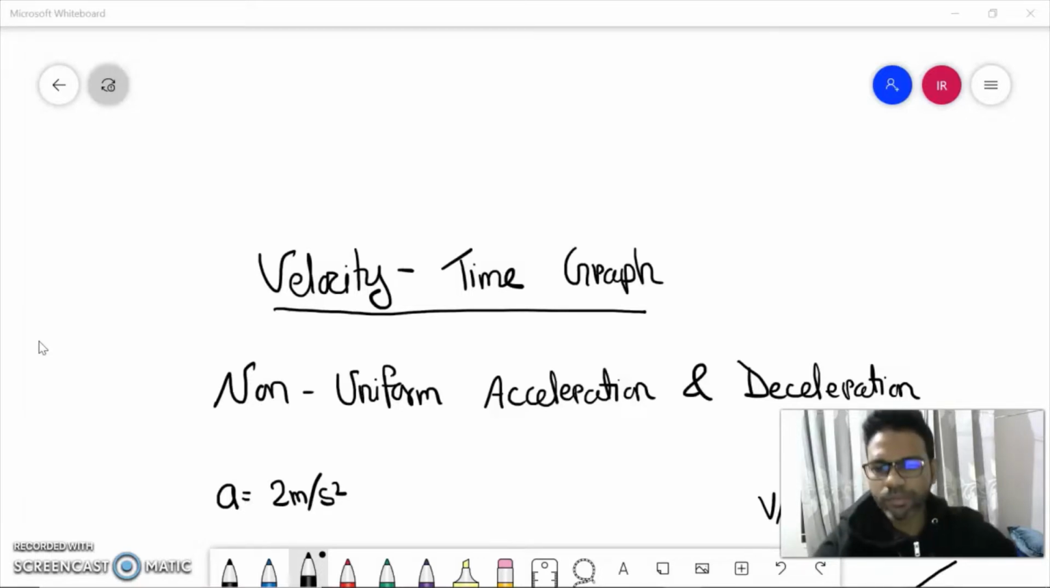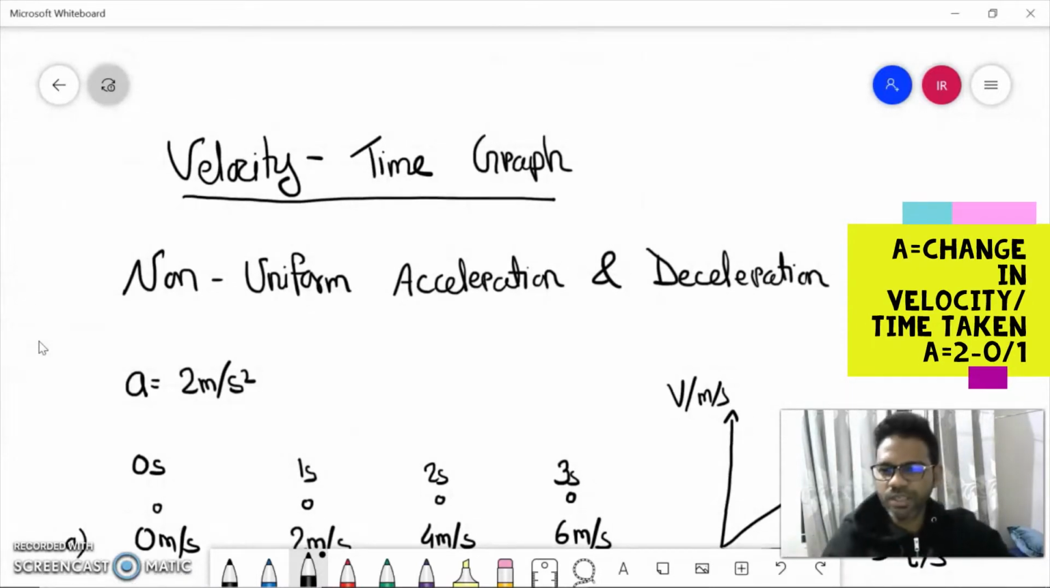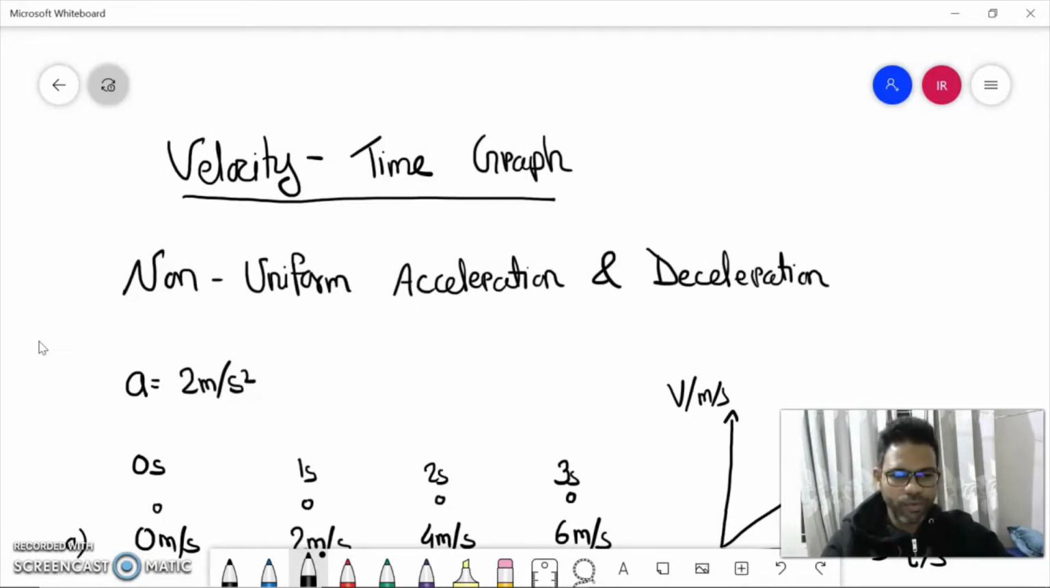So let us start with uniform acceleration first, or deceleration. So what is uniform acceleration? What happens when an object accelerates uniformly? Let's recall that first. Let's say we have a situation where an object is accelerating at 2 meters per second square. So we can say it's a uniform acceleration. That means the velocity of the object will increase by 2 meters per second every second.